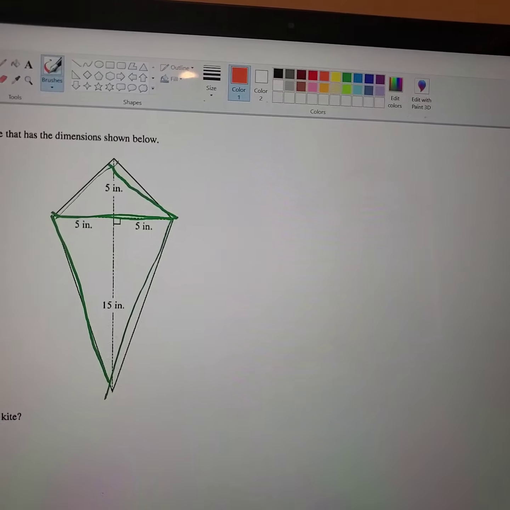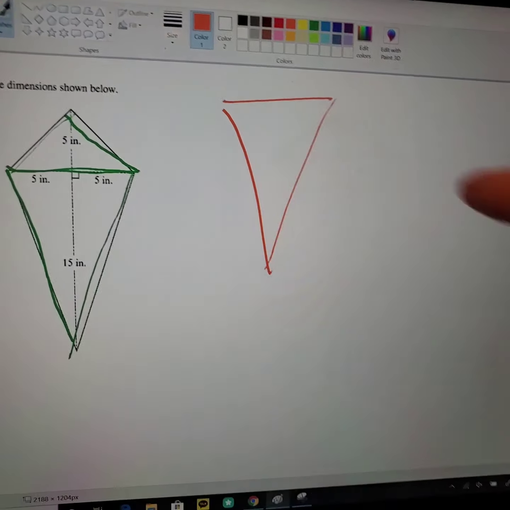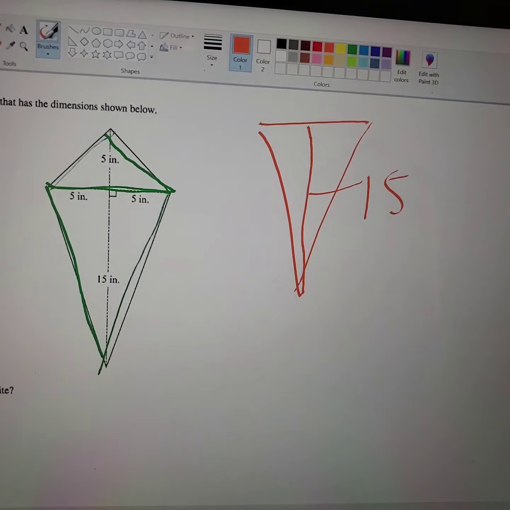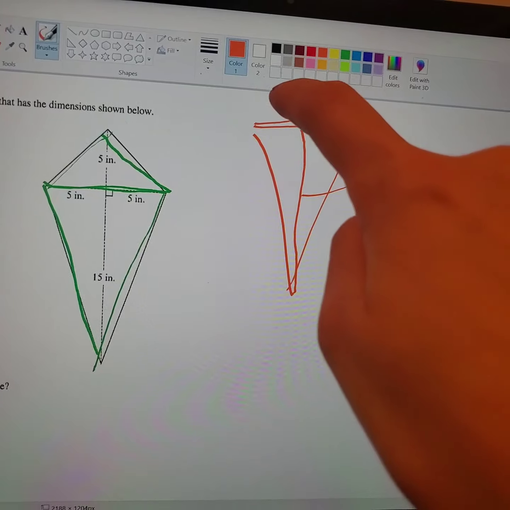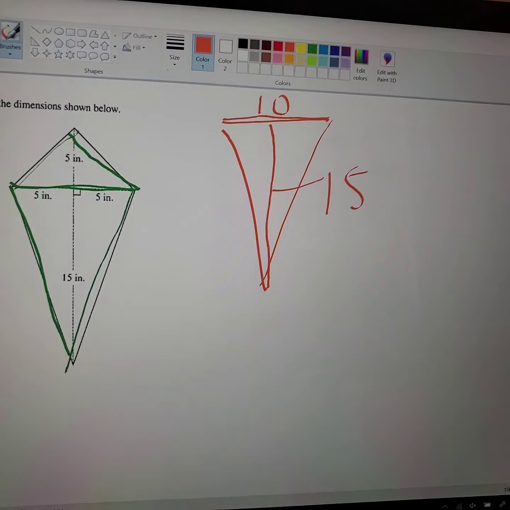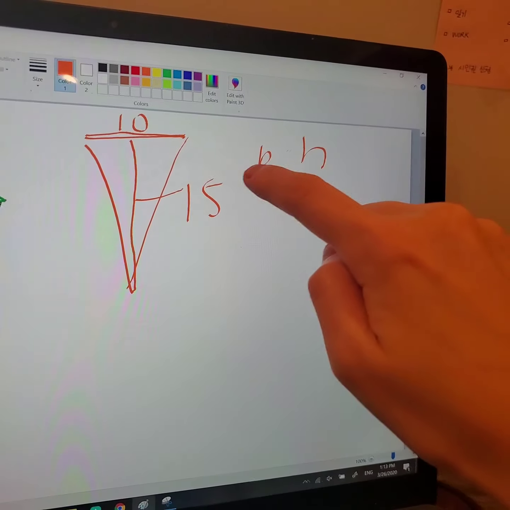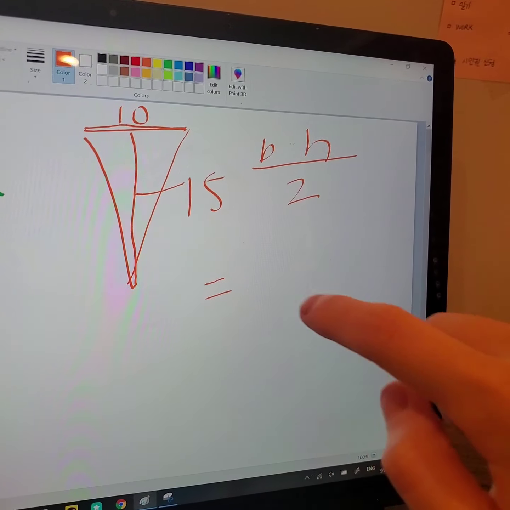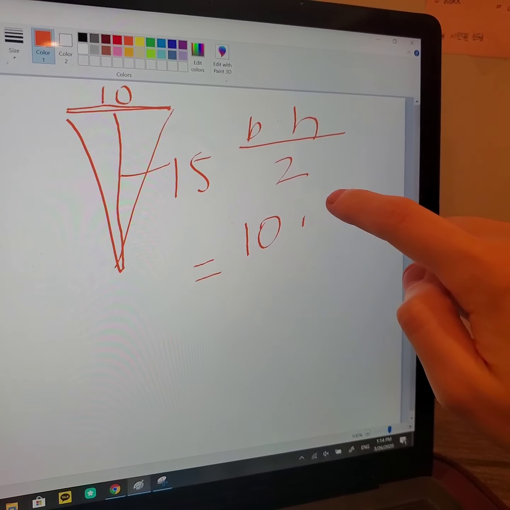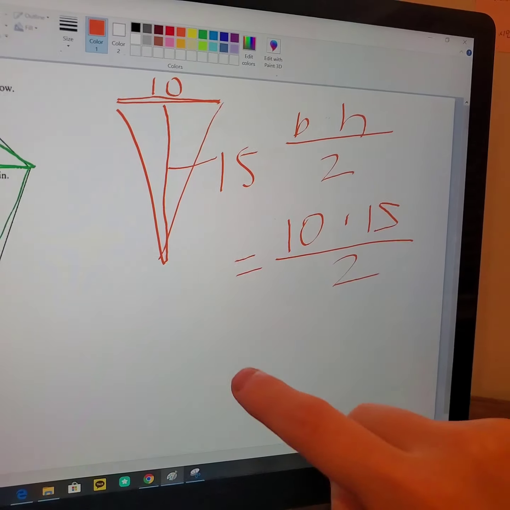I'm going to find the area of my bottom triangle. So I'm just going to redraw my bottom triangle. Okay, so it gives me a height of 15. And my base, as I found earlier for my top triangle, it's 5 and 5. So altogether, my base, I know, is 5 plus 5, which is 10. So now I do the same thing, base times height divided by 2. In this case, my base is 10, and my height is 15. And I gotta divide all of that times by 2.